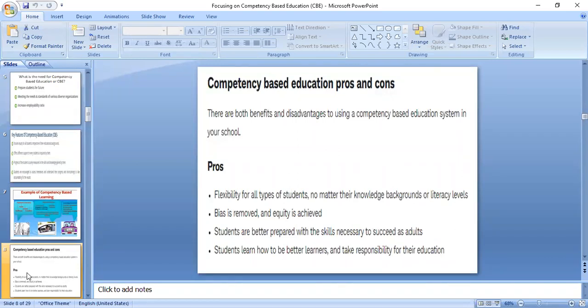That is flexibility for each student. A flexibility for all types of students, no matter their knowledge backgrounds or literacy levels. Bias is removed and equity or equality is achieved. Students are better prepared with the skills necessary to succeed as adults, and students learn how to be better learners and take responsibility for their education. In old-fashioned classes, pupils don't always get the opportunity to go over work sections that they don't quite grasp.